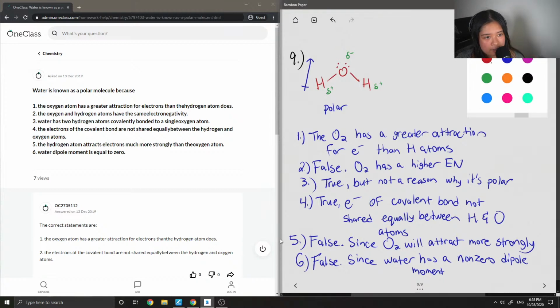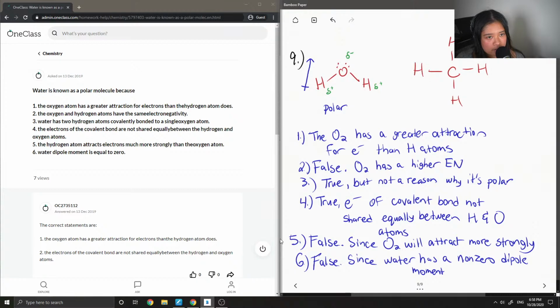So if we had a non-polar molecule, I'll just show for comparison. Not only do they all have similar electronegativities, but also the hydrogens are all pointing symmetrically in different directions. So this is an example of a zero dipole moment, since they all cancel each other out. So this CH4 is a non-polar molecule.